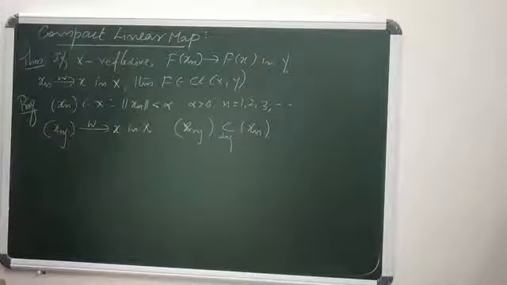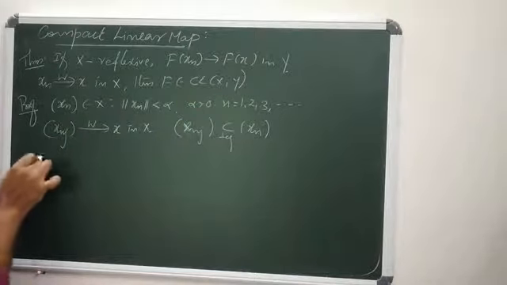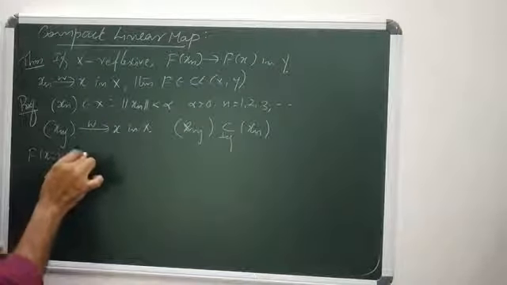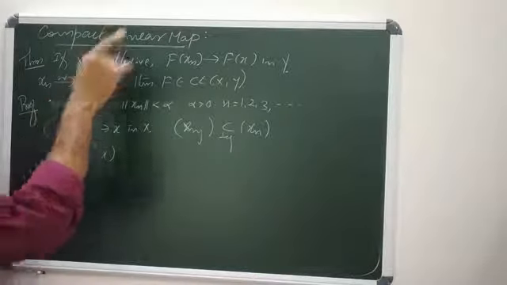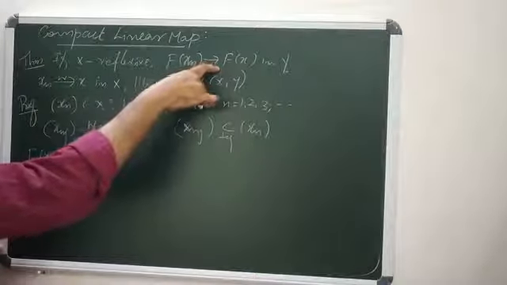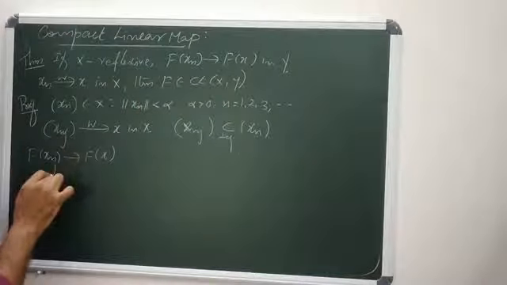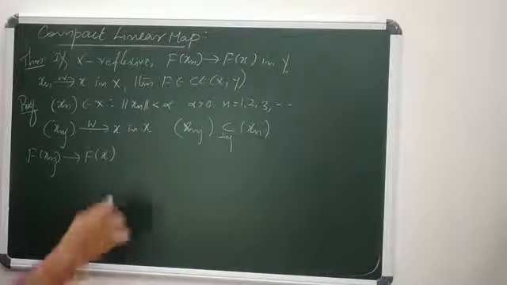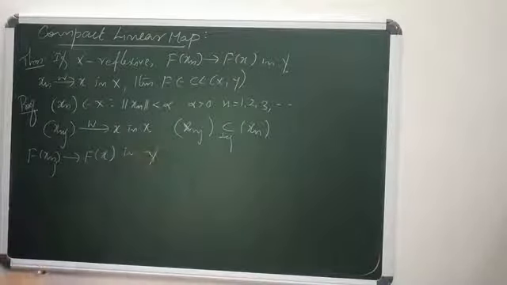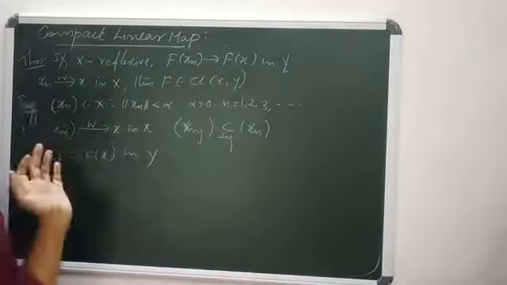So, by hypothesis, when x_n weakly converges to x in X, f of x_n converges to f of x. So by that argument, when x_nj weakly converges to x in X, f of x_nj converges to f of x in Y. Why? Because of the hypothesis. The hypothesis says that when x_n weakly converges in X, f of x_n converges to f of x in Y.